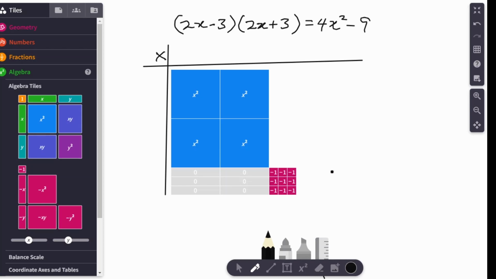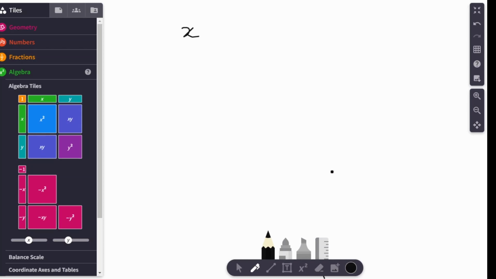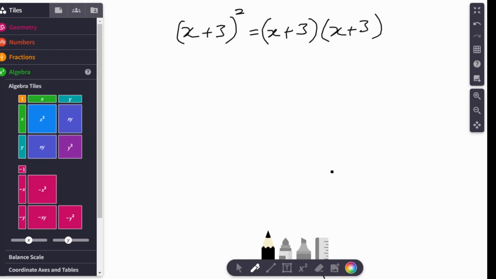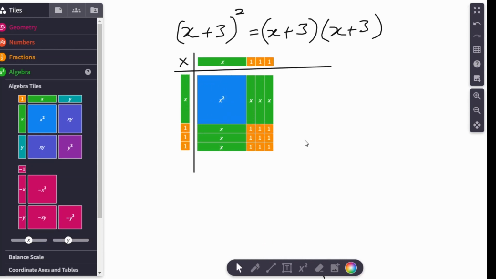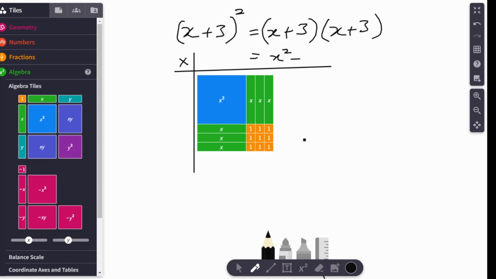Then let's do perfect square. So let's first try x plus 3 all squared. And I hope we know that that means x plus 3 multiplying x plus 3. So perfect square is just a number multiplying itself. We model that quickly. So we have our model, and then as usual, we take out the outer tiles, and then we have x squared plus 6x plus 9. And this is our answer.